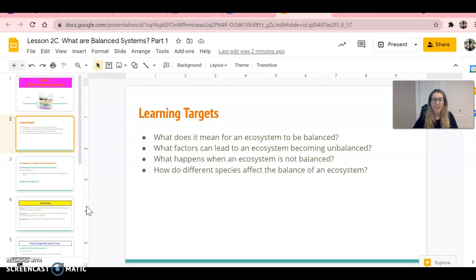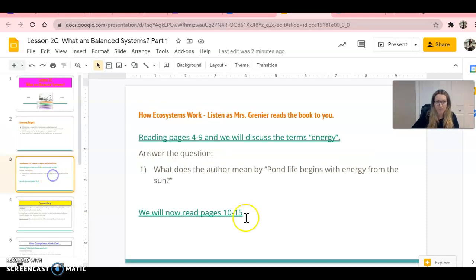What happens when an ecosystem is not balanced? Why is it important for an ecosystem to be balanced? What are the effects of it not being balanced? And how do different species affect the balance of an ecosystem? So how do different plants and animals affect the balance? Can we affect the balance? These are all questions that we're going to be investigating and answering today throughout our lesson.